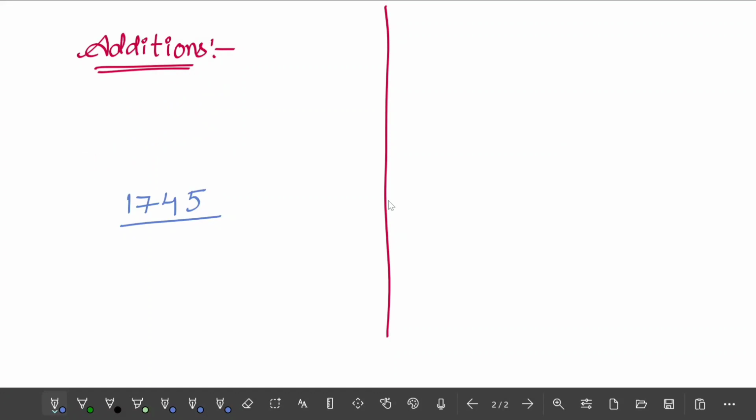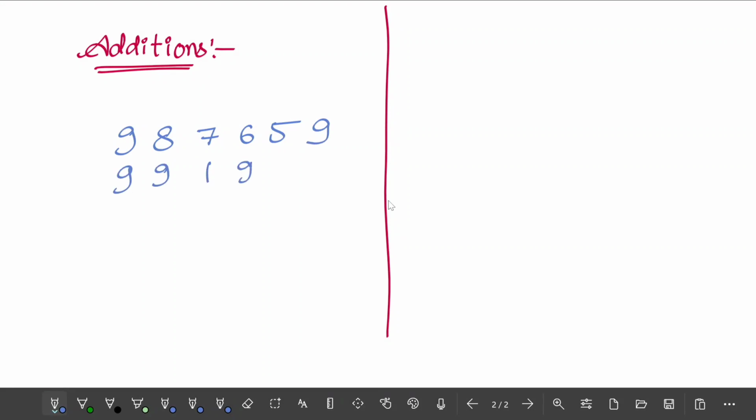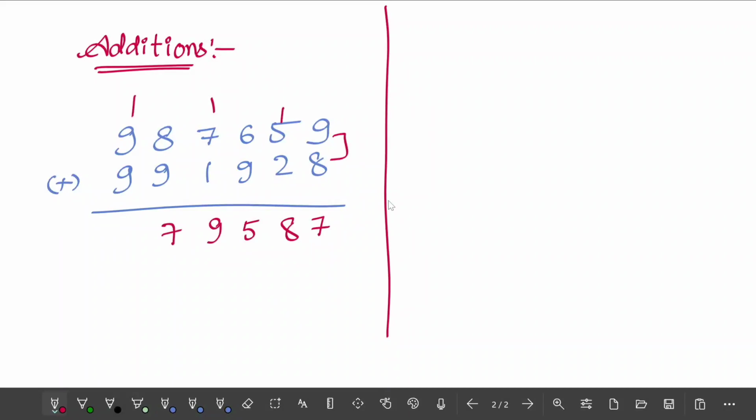Let us take one more example. I will explain how to place those numbers. Let us say there are two numbers, 987659 and 991928. These two numbers now have to be added. How do we do that in the school method? Sir, 9 plus 8, 17, 7 comes down, 1 goes here. 5 plus 1, 6 plus 2, it's 8. 9 plus 6, 15, 5 remains here. 7, 8, 9. 9 plus 8, 17, 1 goes here. 19. 1979587. Right. This is our school method.